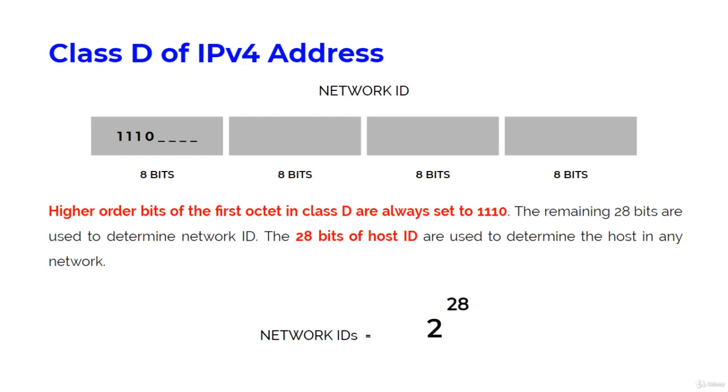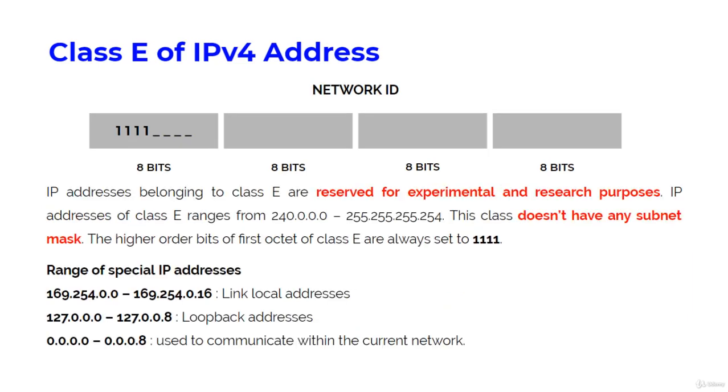The fourth class is class D. IP addresses belonging to class D are reserved for multicasting. The higher order bits of the first octet of an IP address belonging to class D are always set to 1110. The remaining 28 bits are used to determine the network ID. The 28 bits of host ID are used to determine the host in any network. Therefore, the total number of network IDs is 2 raised to 28. Finally, moving to the last class, that is class E.